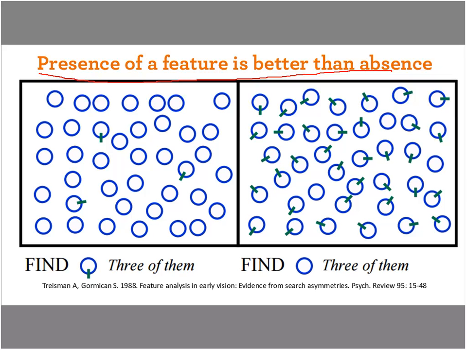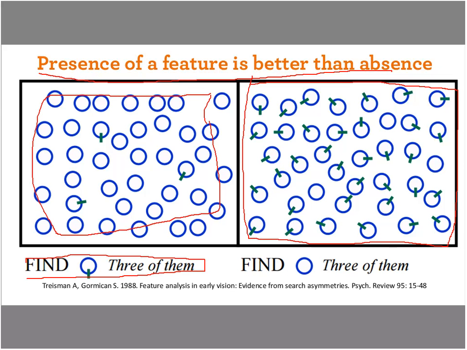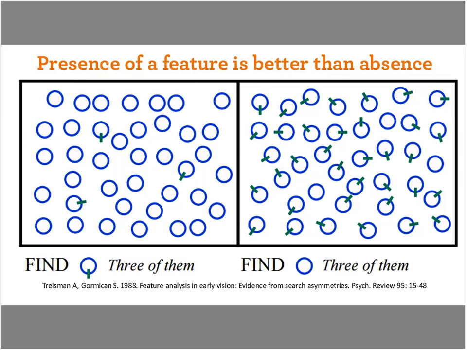So if I asked you to find the 3 circles with the green dash, you could find it quicker if there were only 3 with the green dash and all others were just the blue circles, versus finding a blue circle amidst all the ones with a green dash. And see how much easier it is to find on the left? That's called presence versus absence. So think about how you can make it easier for your audience to see what's on the screen.